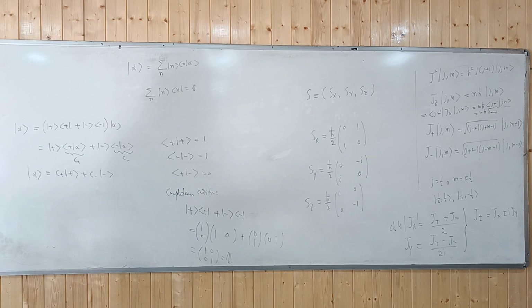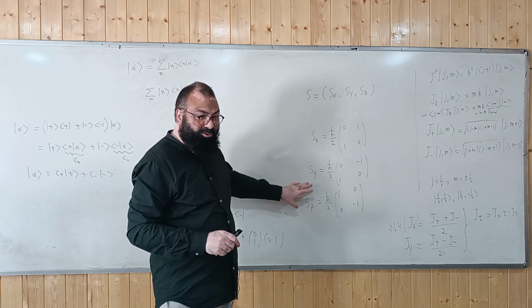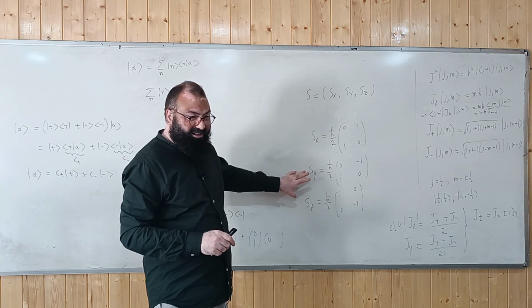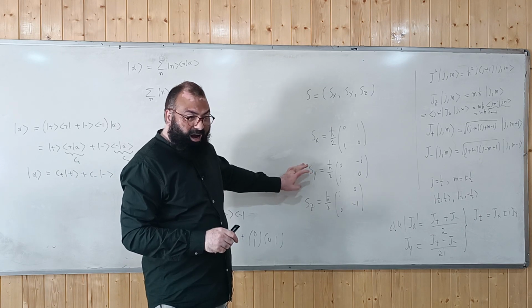Because I know now the eigenvectors correctly. Eigenvectors are linearly independent, right? Look here. The important point is that Sx, Sy, Sz do not commute with each other. So that means you cannot describe them simultaneously. So how do you have to do it?